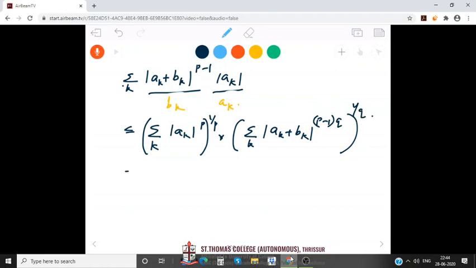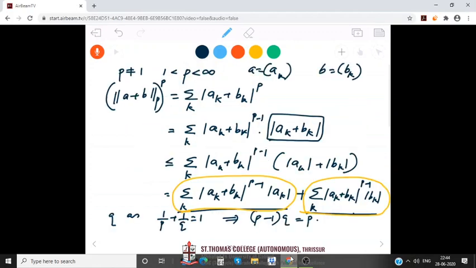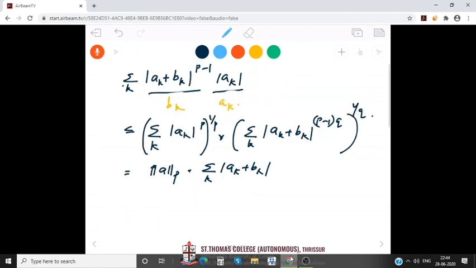So to the power p minus 1 times q, the whole raised to 1 by q. Now what is this? This one is norm p of a. And what about this thing? Summation over k |ak plus bk| to the power p minus 1 times q. P minus 1 times q is p itself. So to the power p, raised to 1 by q. So this is our first term.